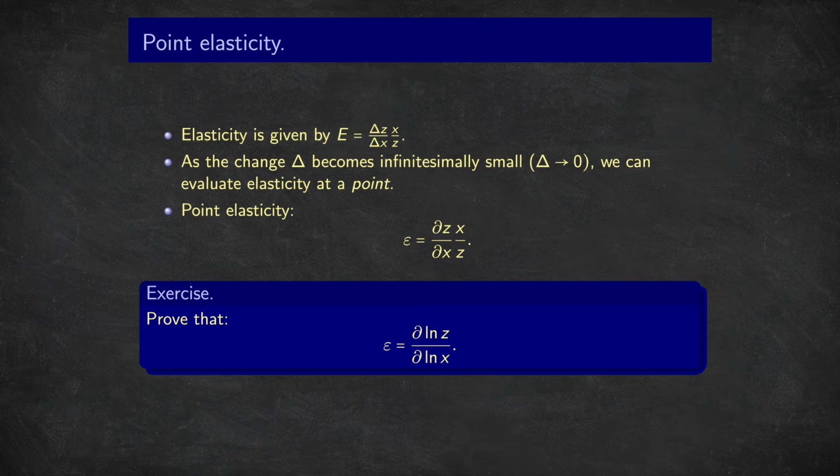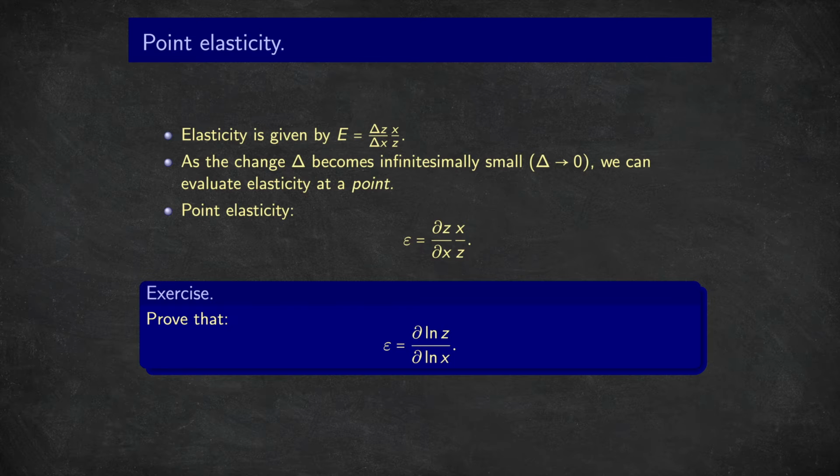Okay? So the partial derivative, remember, is essentially a derivative where we're assuming that every other variable, in this case the variable y, is being held constant, and we're just differentiating z with respect to x.